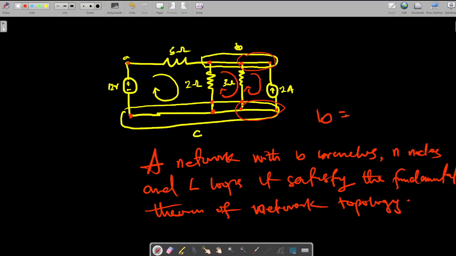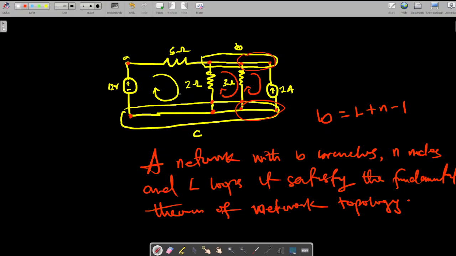It says that the number of branches in a circuit is equal to L plus N minus 1. So the number of loops plus the number of nodes minus 1 is going to give you the number of branches that you have in such an electric network, so in such network topology.